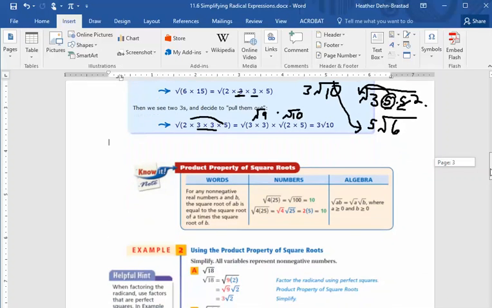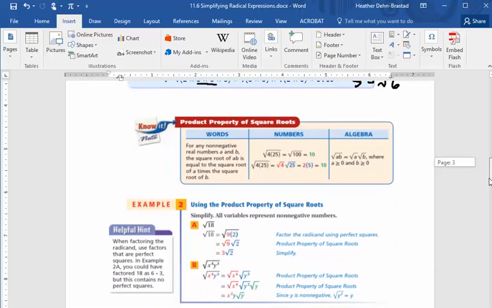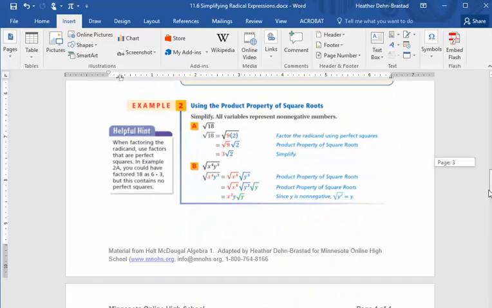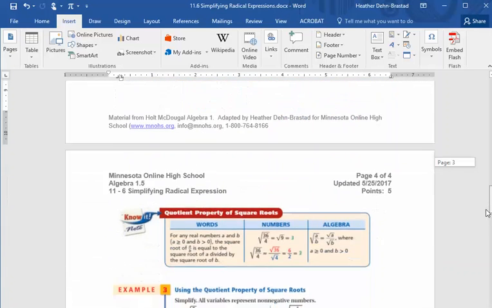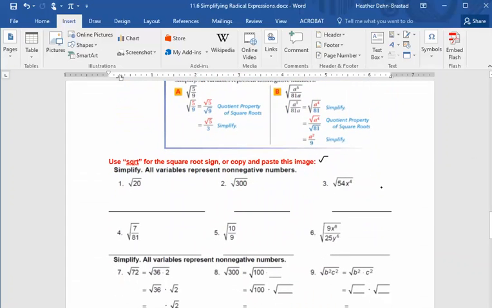All right, so there are a couple of different ways to go about simplifying a square root. We're going to do some that have just numbers in them, and then some that have variables as well, and then we'll also look at the quotient rule, what happens when we have a fraction. Let's look at number 3 because of that x to the 4th.